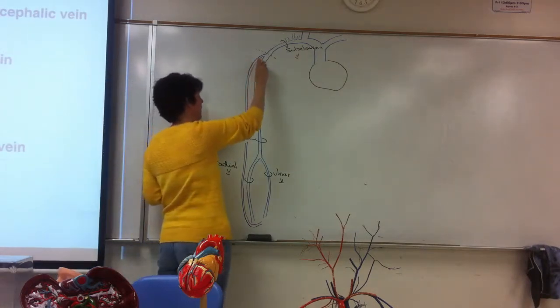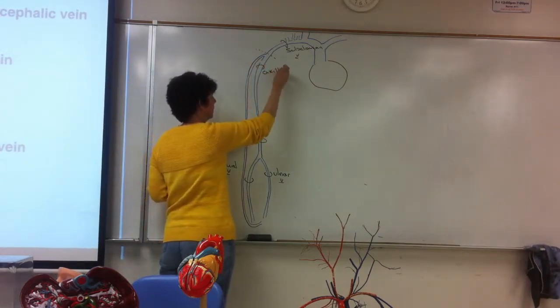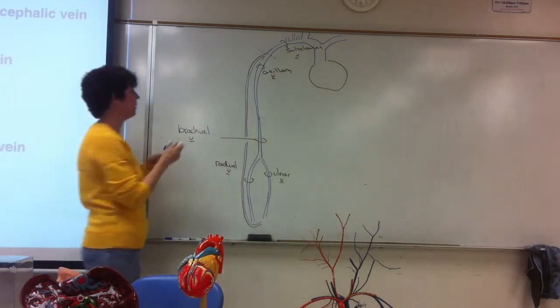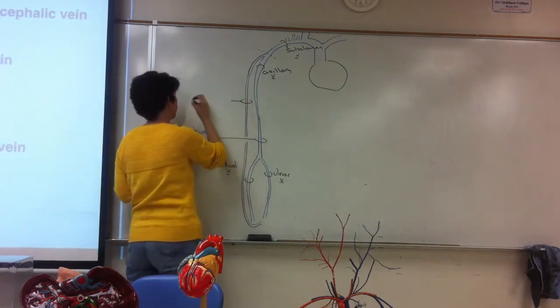Here it is axillary. Is that dotted line the clavicle? Yes. Thank you. And this would be the cephalic vein.